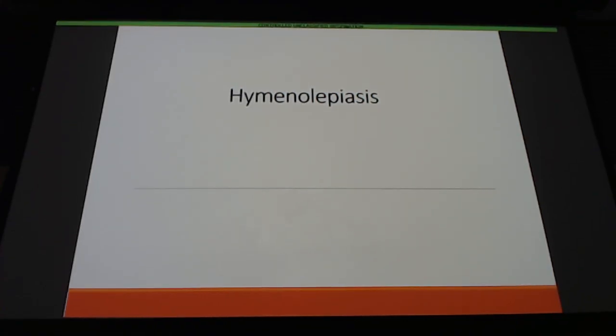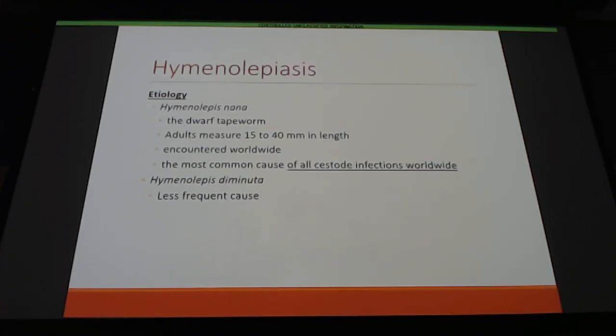Okay? So I'm going to Hymenolepiasis. This is Nana, dwarf tapeworm. Okay, 15 to 40 millimeters. That's about 0.6 to 1.5 inches in length. Okay, so they're very tiny. So you're going to have hundreds and thousands of these in your gut. They sit in the rugae and in your intestinal lining. They just attach there, and they just absorb all the food that you eat. They're worldwide, most common cause of all cestode infections worldwide. All right, so if you had to pick one, there you go, most common.